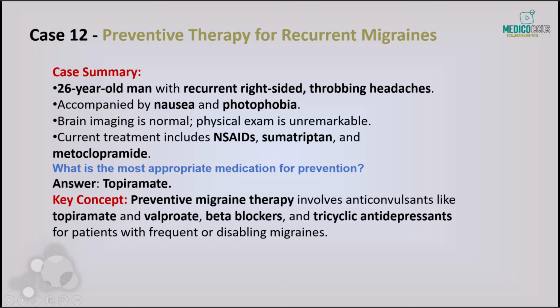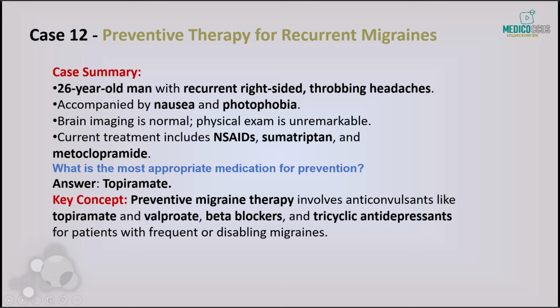Given his increasing headache frequency, preventive therapy is needed to reduce the severity and number of future migraines. The correct answer here would be topiramate, an anticonvulsant known to reduce migraine frequency. In migraine management, preventive therapy is initiated when the migraines become frequent or disabling, like in this patient's case. Besides topiramate, other preventive options include beta blockers, tricyclic antidepressants, and valproate.